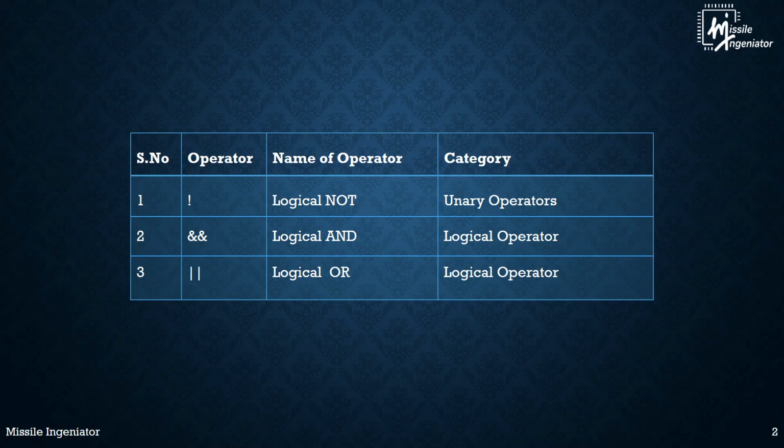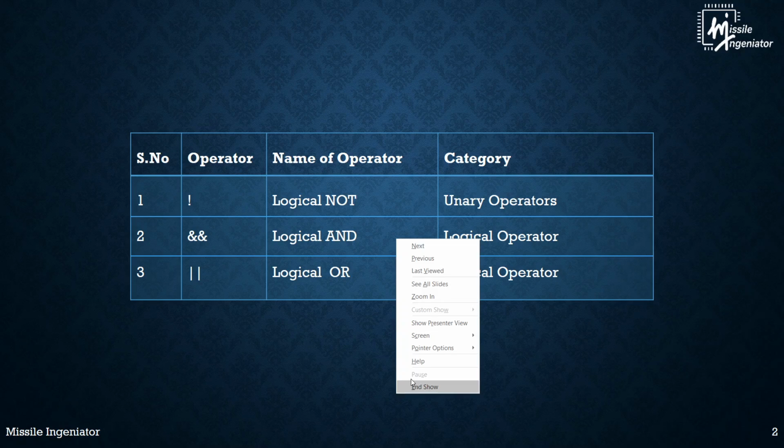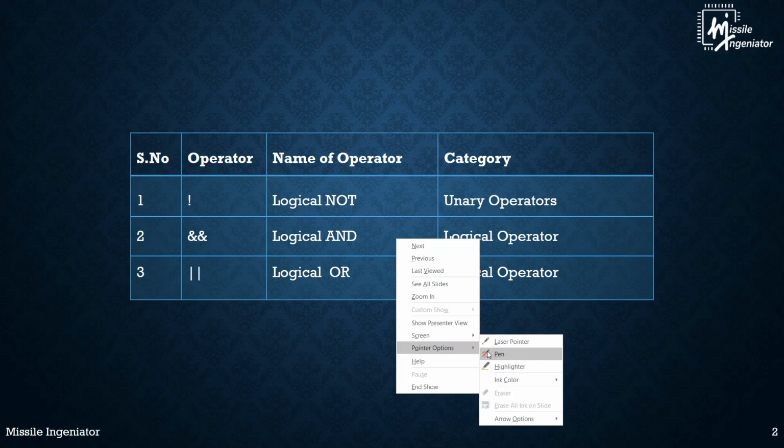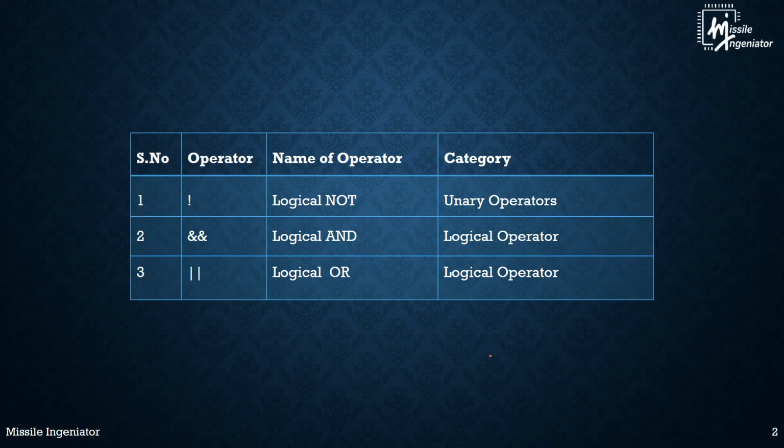So the first thing I'm going to explain is the exclamation mark. This exclamation mark represents logical NOT. The first is logical NOT, the next is logical AND, and the next is logical OR. So these are the three operators present in the logical operators.